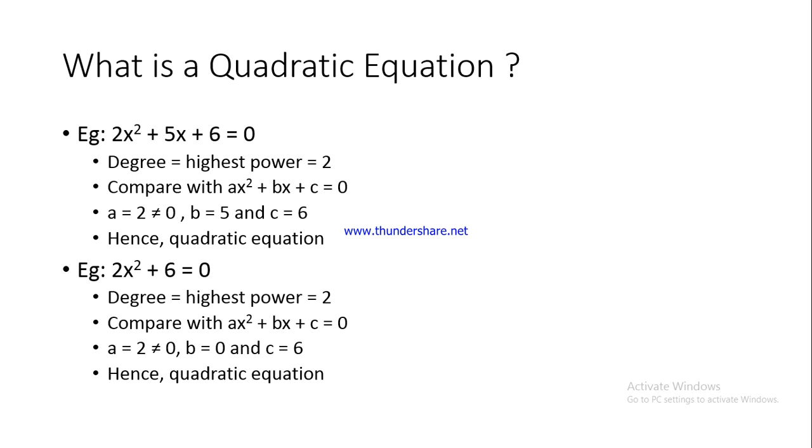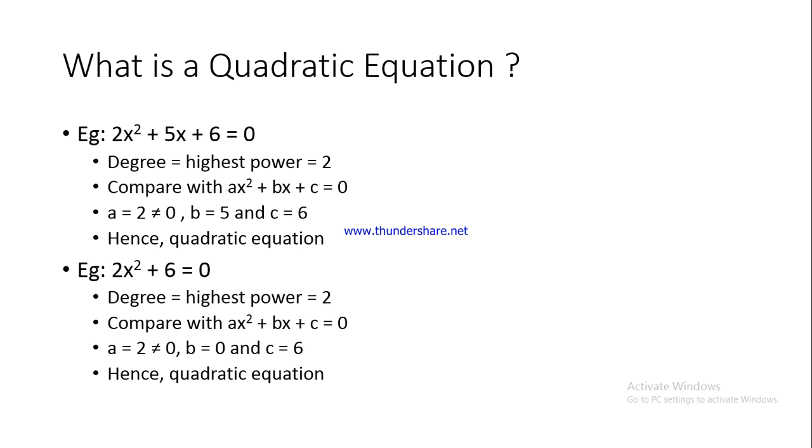Bx, there is no term like x here. There is no x term in the second example, 2x square plus 6 equal to 0, which means b has got to be 0, because when 0 multiplies with x, it will become 0, and that is why here we do not have a term with x, but c will be equal to 6.